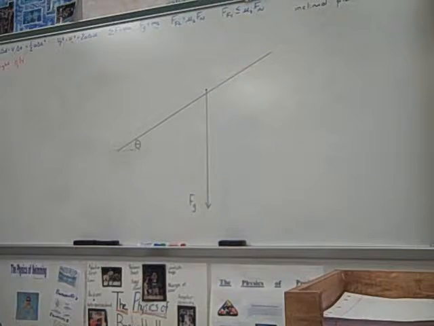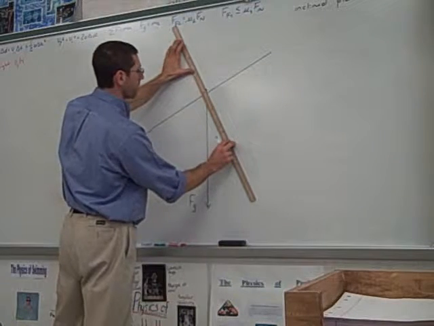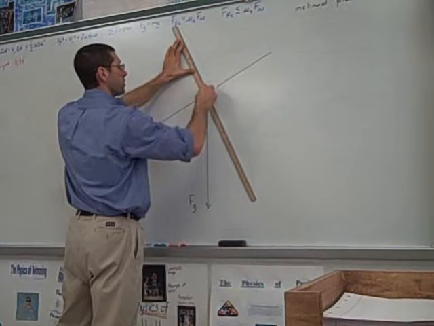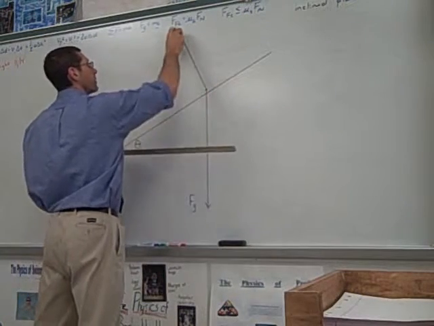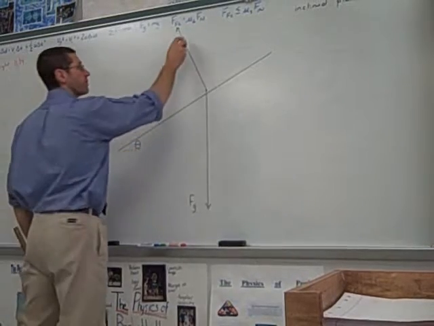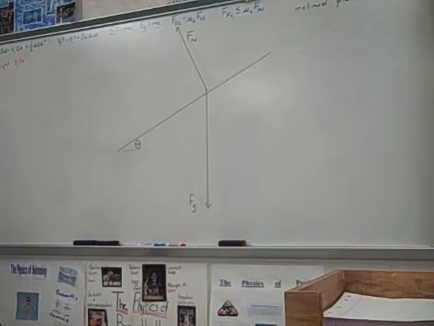What else is on the box? What other forces? The force of the plane. Which way is that? It's more like this. So the plane is pushing up on the box. A surface can only exert a force perpendicular to itself. So what am I actually going to label that? Fn, right? That's the normal force. And there's one more.